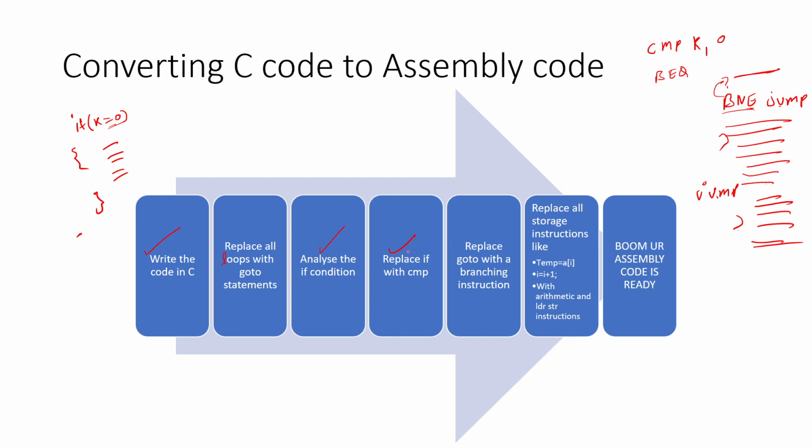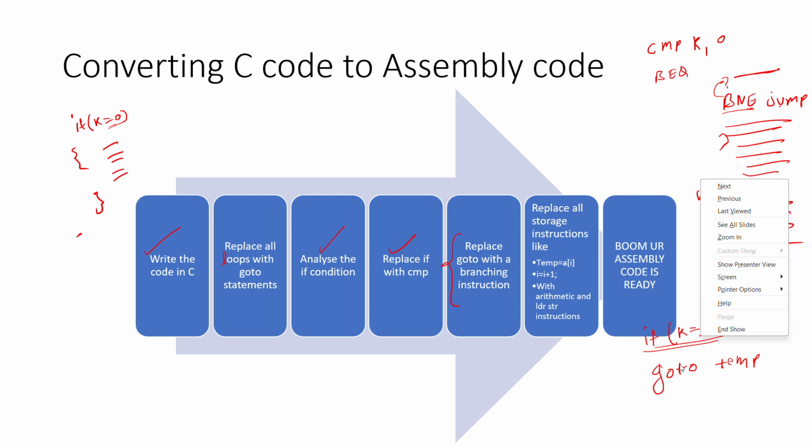Once you have replaced all the if statements with compare statements, you have to replace the go to statements also with a branching statement with a proper branching instruction. In order to do that, for example, if I'm writing go to, let's say, some temp, before writing go to in C, mandatorily we'll have some if statement controlling this go to statement. So you have to look at that if statement. For example, if you have something like if k is equal to 0, go to temp, then what does this mean? If k is equal to 0, branching should happen.